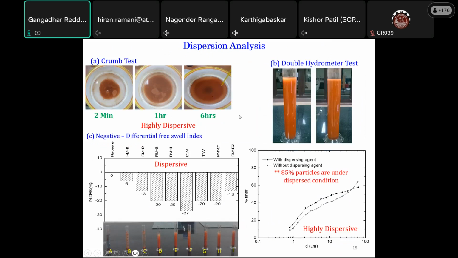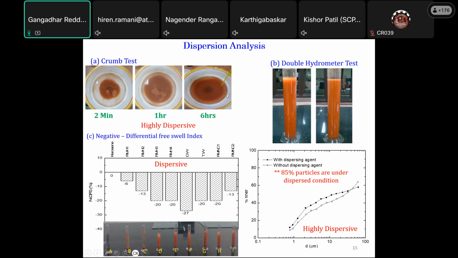You can see in this slide, this is the crumb test. I prepared small cubes of 2 centimeters by 2 centimeters. I kept them in water and monitored them continuously for 6 hours, observing them visually. So what happens to the crumb with time? You can see that for the first 2 minutes the dispersion is little, whereas for 1 hour it is high.